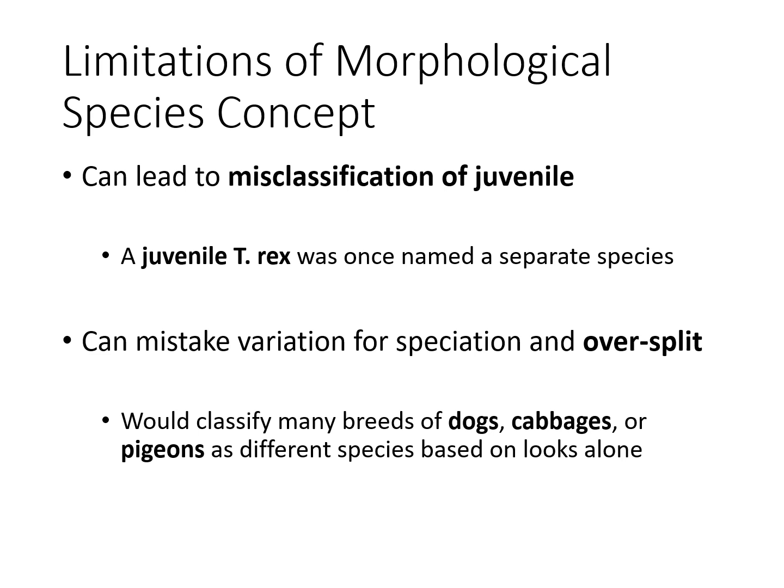However, this concept also creates major hiccups. Juvenile animals often look very different from adults. For example, a juvenile T-rex was once mistaken for a separate species due to its small size and odd proportions. It also overlooks natural variation within a species. Strictly applying this concept today might give us dozens of species of dogs, cabbages, or pigeons just based on shape, size, or color, despite them being genetically the same.